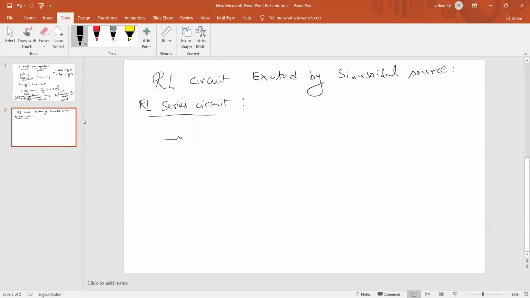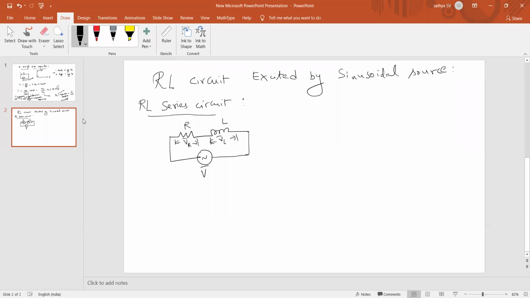So RL in series, in the sense R and L are both connected in series across the voltage source, which is given as AC supply, that is V. And your R parameter and L parameter have the voltage drops VR and VL. This is your total voltage V, and now we need to draw the phasor diagram.